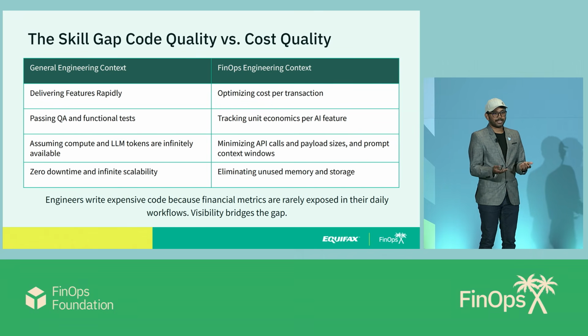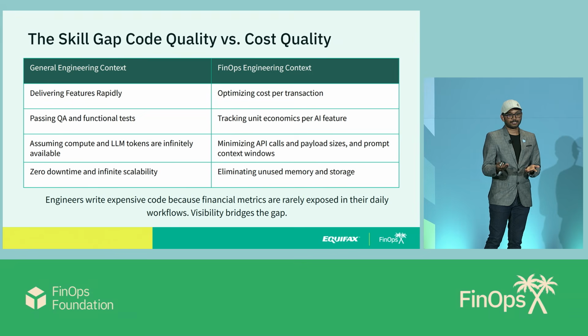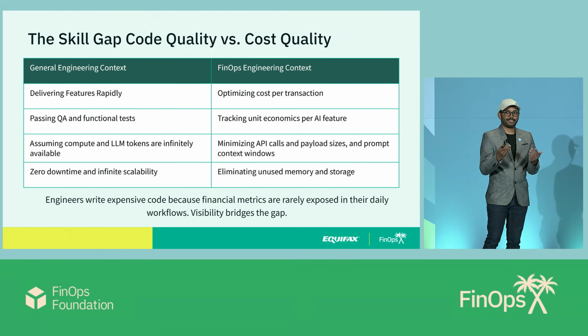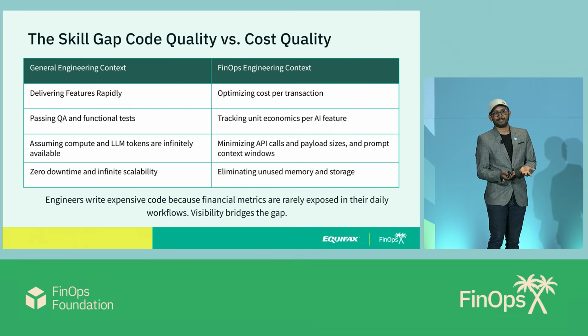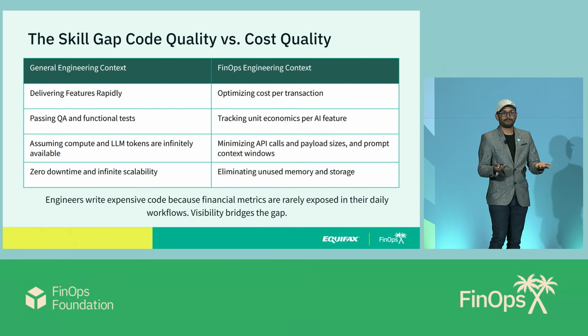And engineers write expensive code because financial metrics are not exposed at the component level or, at the end of the day, at the product level to the engineers. That's where they think, I don't carry a credit card, so why do I have to worry about it? The FinOps team is going to pay for it. That's most of it.